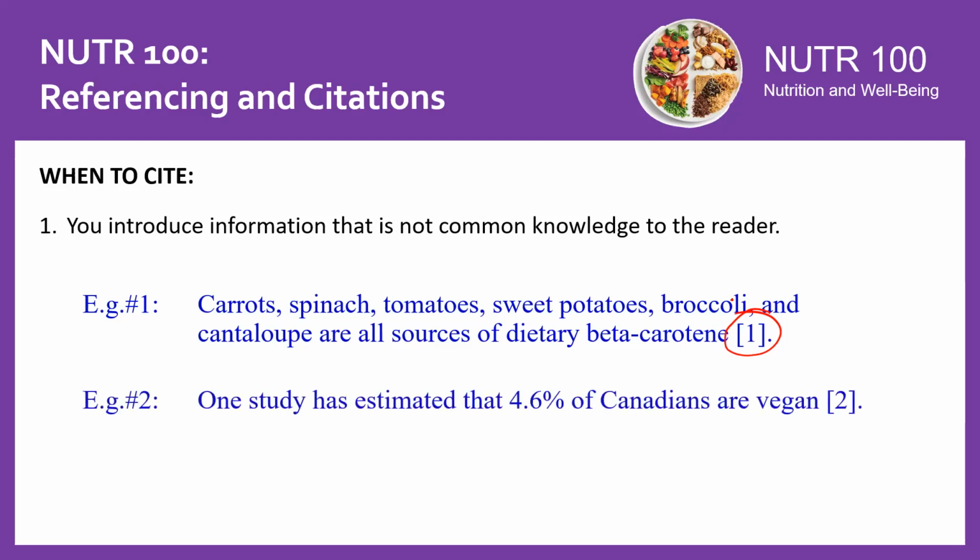Here's another example. It says one study has estimated that 4.6% of Canadians are vegan. So this is a number or a statistic. Anytime you see a number or a statistic, it should be cited. Most people aren't going to know those things in their head as common knowledge, so you must have gotten it from a source. There's the citation again at the end. Notice it's a different number because it's a different source.